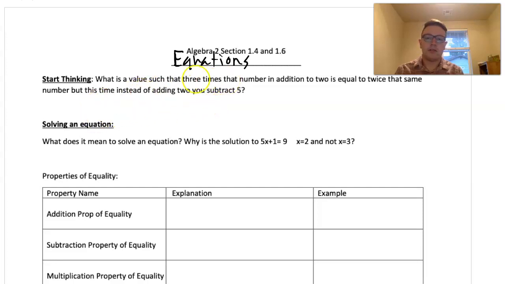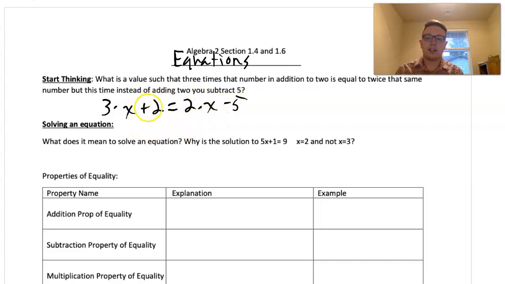Alright, so what if we wrote this out? Is there a value such that 3 times that value, we don't know what it is, so we'll call it x, plus 2 will be equal to 2 times that value, but we're subtracting 5. So this is the equation we're looking at. 3x plus 2 is equal to 2x minus 5.